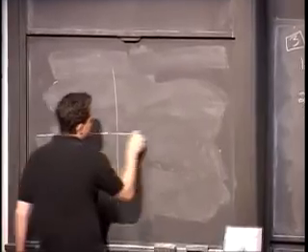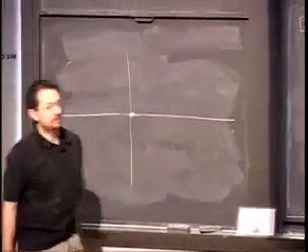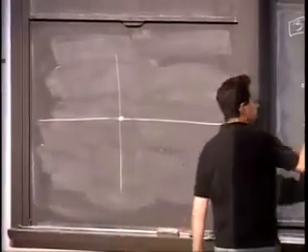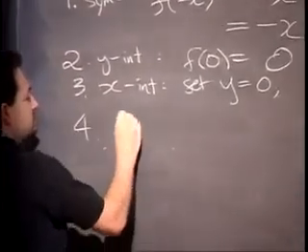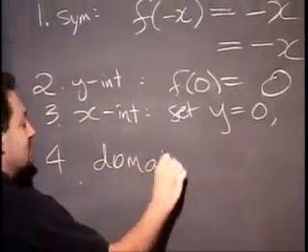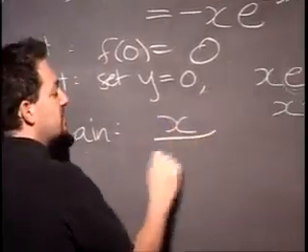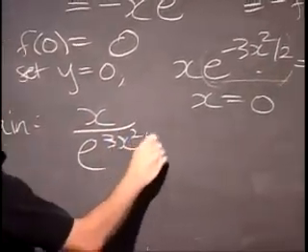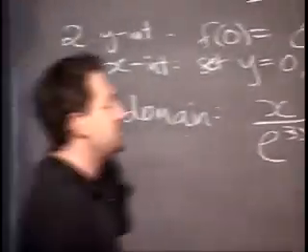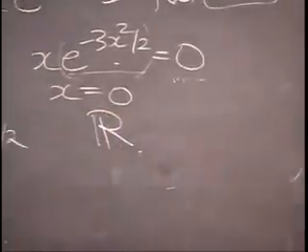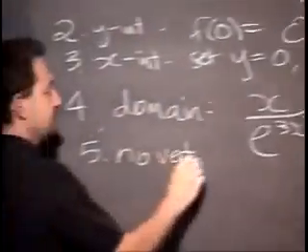So far, we know that it's odd, and we know that the only x or y intercept is at 0. Okay, that's not very much to go on yet. Step 4, the domain, again, there's no problem. Even if you write f of x as x over e to the 3x squared over 2, it doesn't matter. The denominator is never 0. Again, exponentials are always positive. There's no problem spots, so it's all of R, and by the same rationale, no vertical asymptotes either.